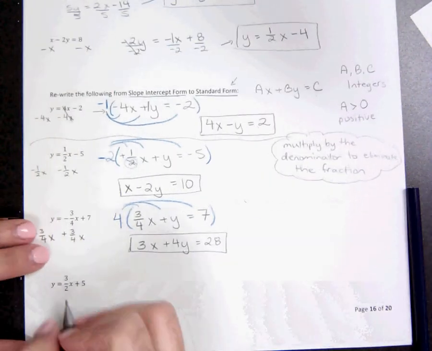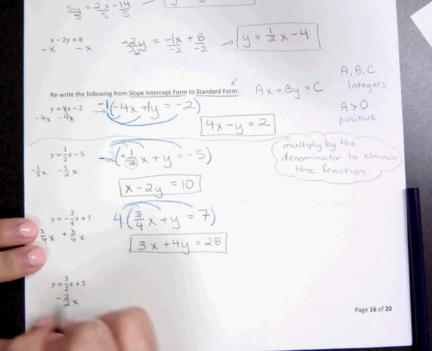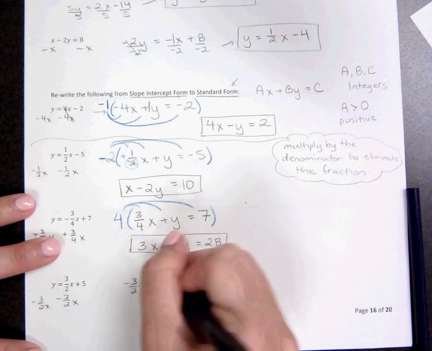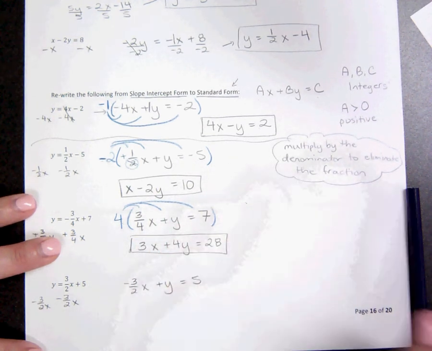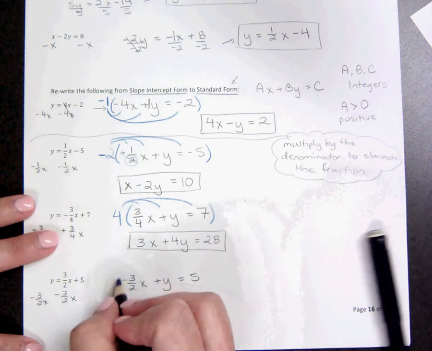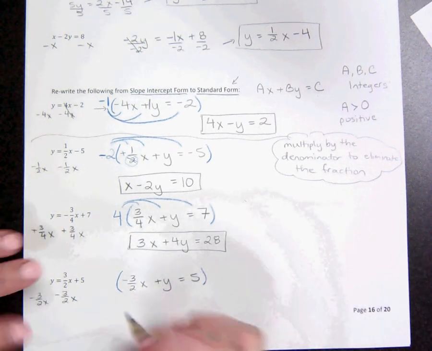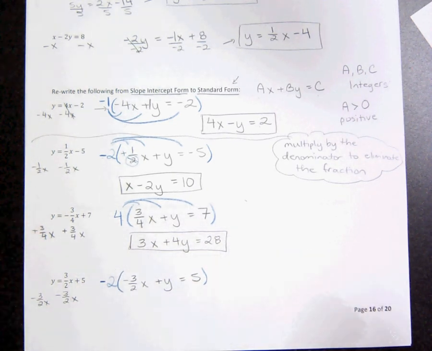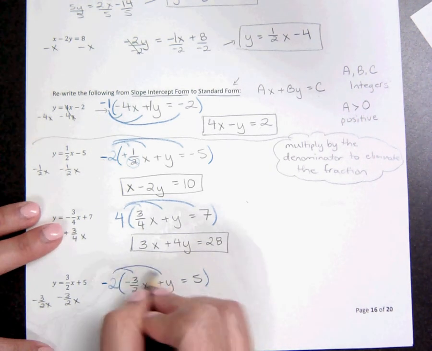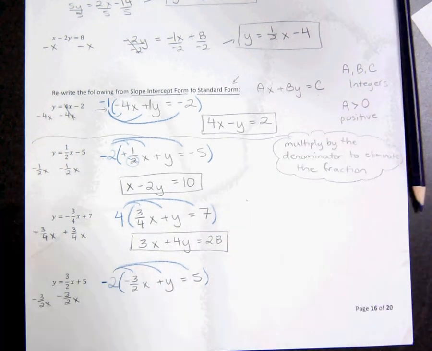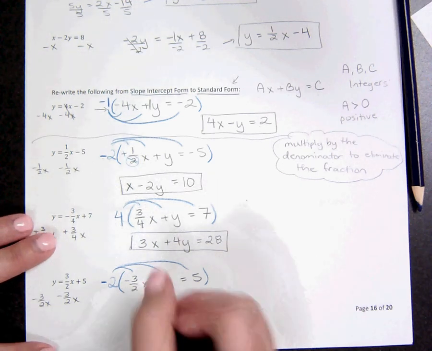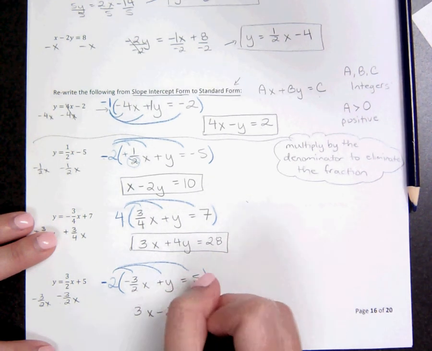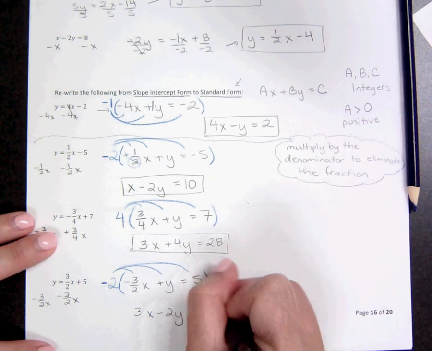Let's see here. We're going to move 3/2 x to the other side. So we're going to have negative 3/2 x plus y equals 5. We need to fix the negative and the fraction. So we're going to multiply by a negative to fix the negative, and we're going to multiply by the denominator to fix the fraction. And then everybody gets affected by that change. So the negatives cancel, the 2's cancel, so we're just left with 3x. Then negative 2 times y would be minus 2y, and negative 2 times 5 would be negative 10.